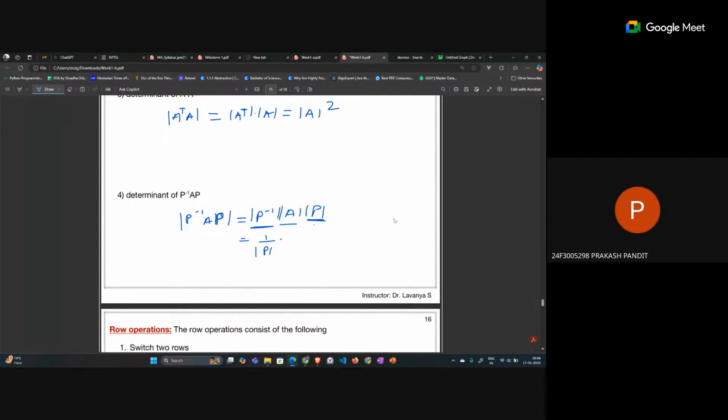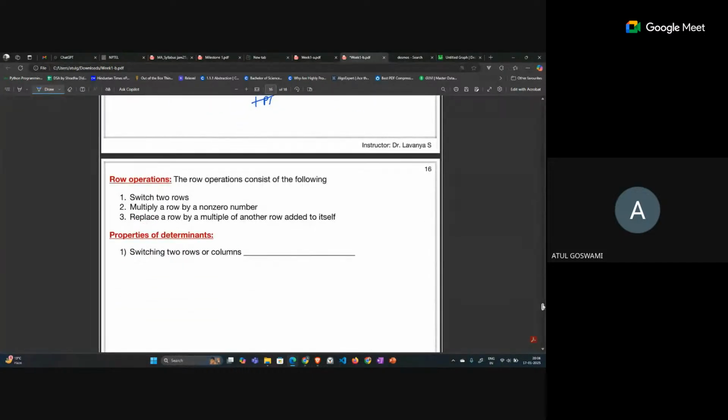This will be cancelled out, and we get determinant of A. So the property is: the determinant of this quantity equals the determinant of A. If we pre-multiply by some invertible matrix and post-multiply also by the same matrix, then there is no effect on the determinant value. So these are properties of determinant.